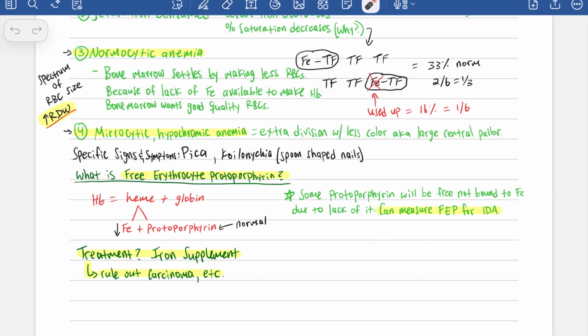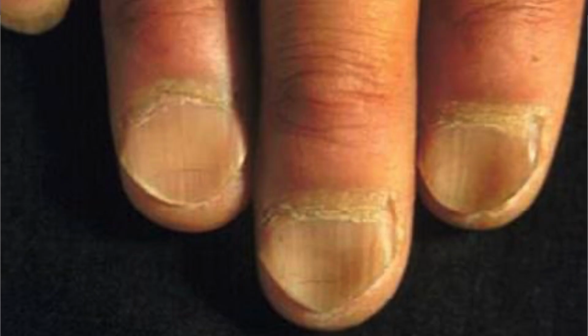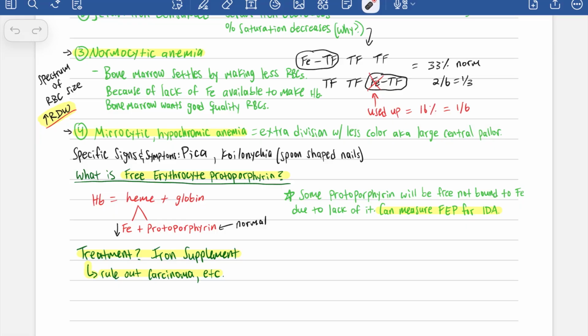Some specific signs and symptoms we can see with microcytic anemia would be pica, like we said before in our first anemia video, and something called koilonychia, if I pronounced that correctly. And that's a fancy word for spoon-shaped nails. So those symptoms can lead you in the direction of iron deficiency anemia.